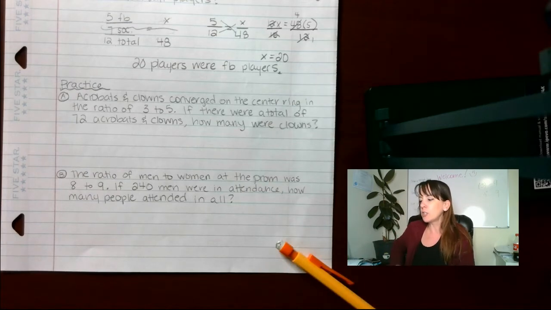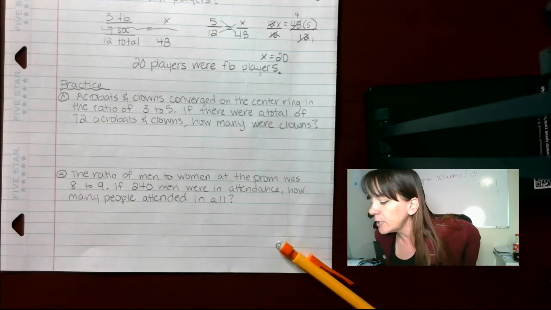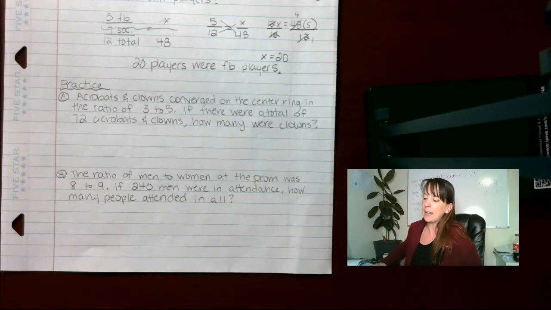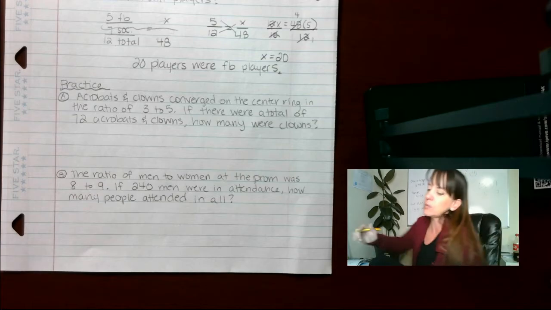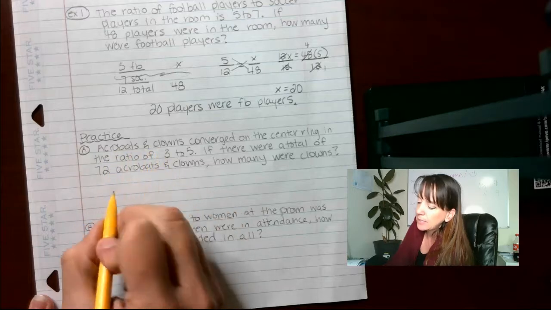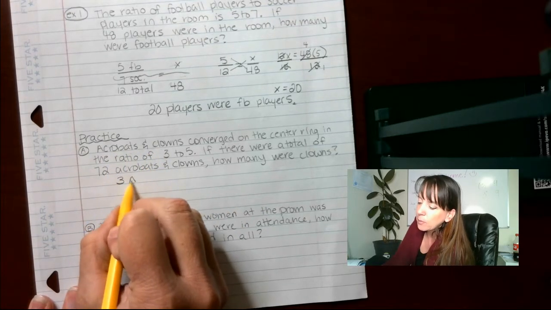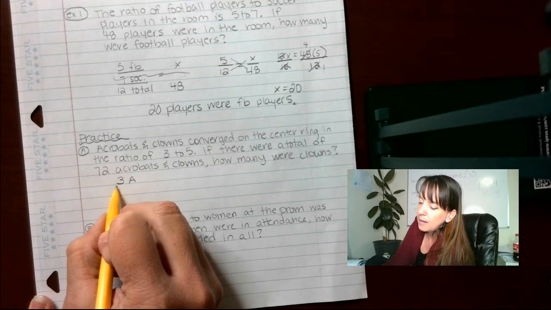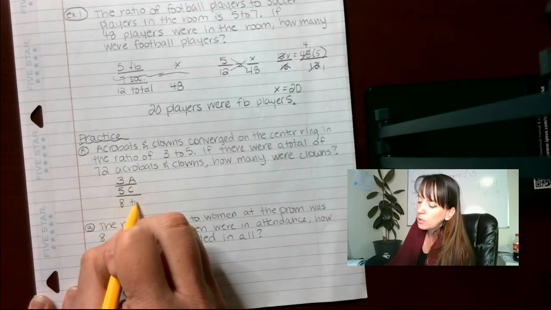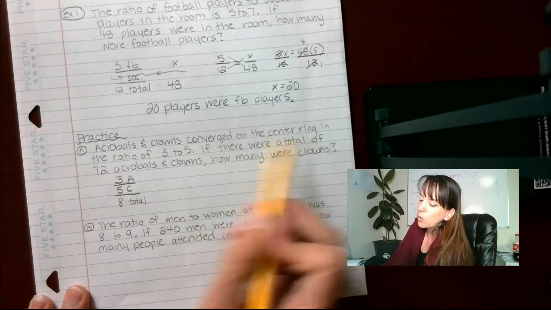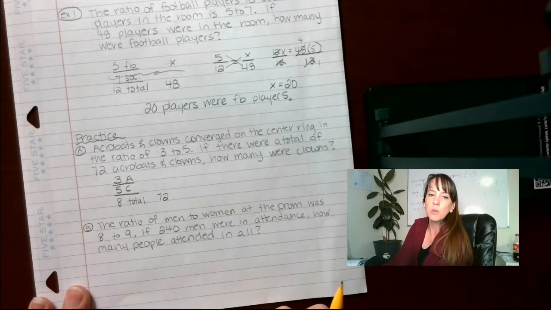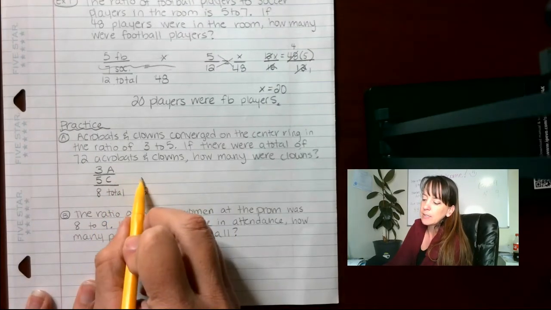Acrobats and clowns converged on the center ring in the ratio of 3 to 5. If there were a total of 72 acrobats and clowns, how many were clowns? So there was 3 to 5 acrobats to clowns. So 3 acrobats, 5 clowns gave us a total of 8 total. If there were a total of 72 acrobats and clowns, how many were clowns? 72 total. We want to know how many were clowns, so I'm going to put it in the clown section there.